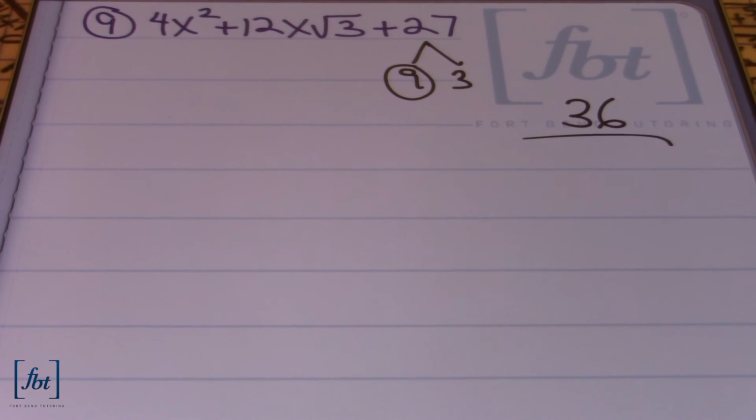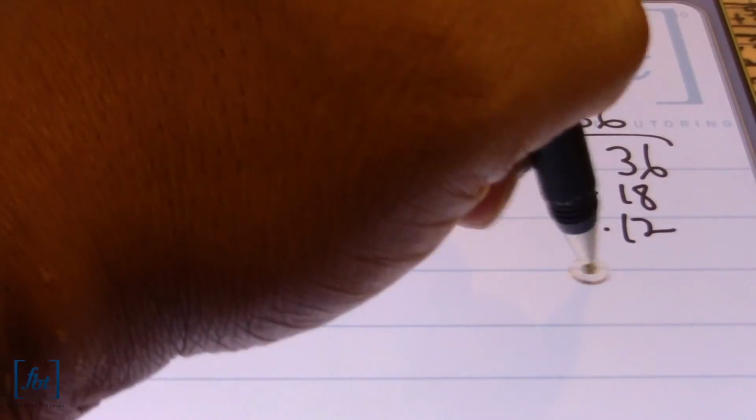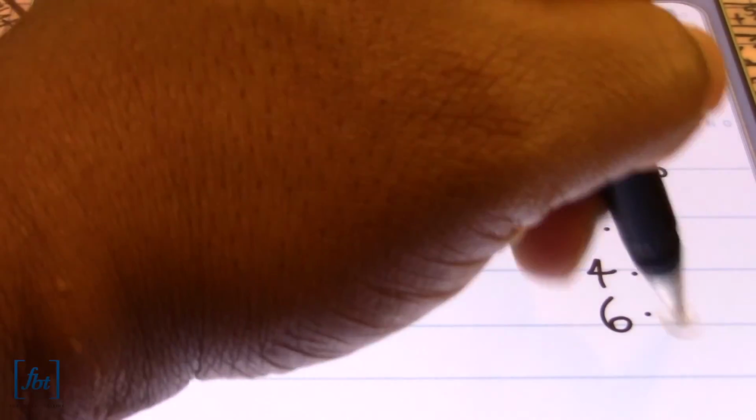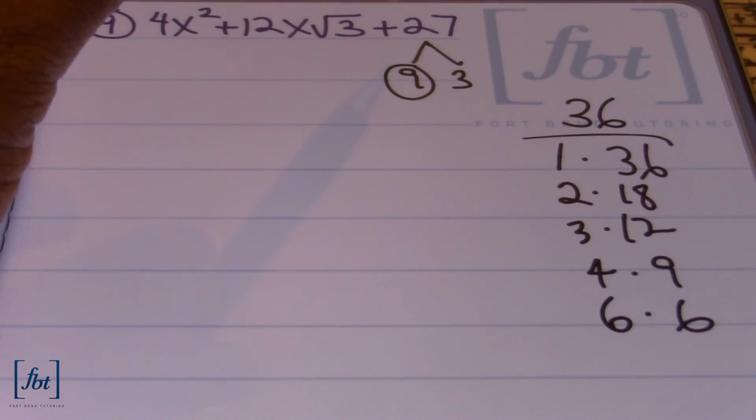Now assuming that you did not recognize that this was a perfect square trinomial at this point right here, you can look for your factors of 36. That'll be 1 times 36, 2 times 18, 3 times 12, 4 times 9, 6 times 6, pick up sticks. So I'm looking for two factors of 36 that are going to add to give me 12. Well, that'll be 6 and 6, right?